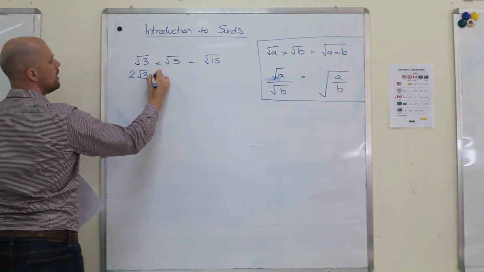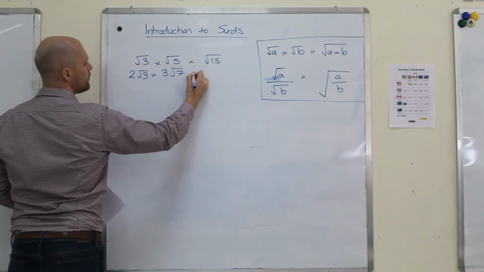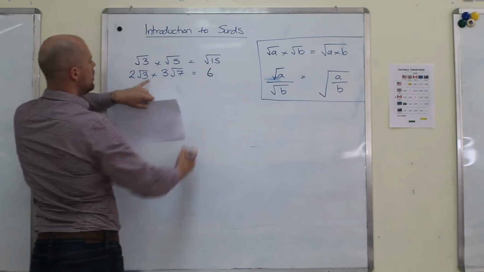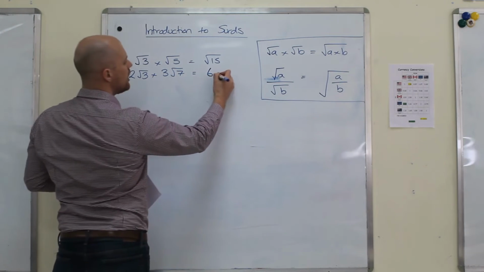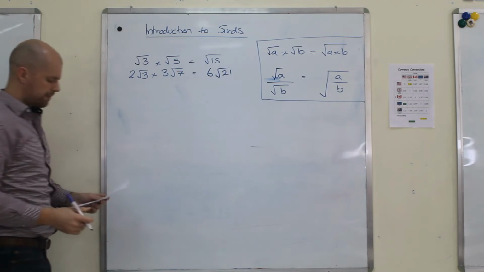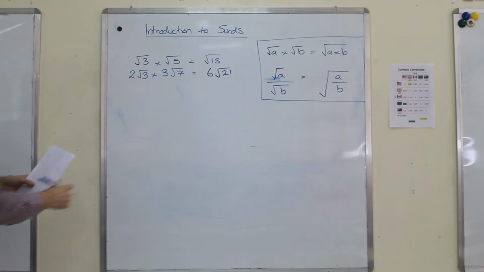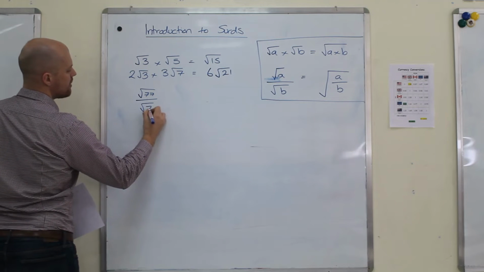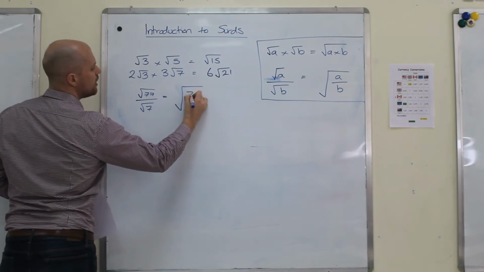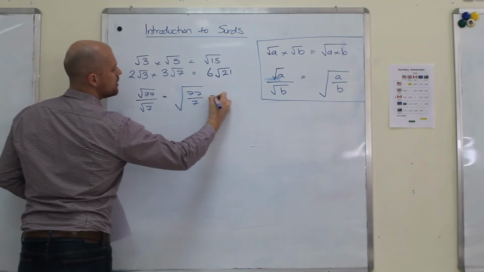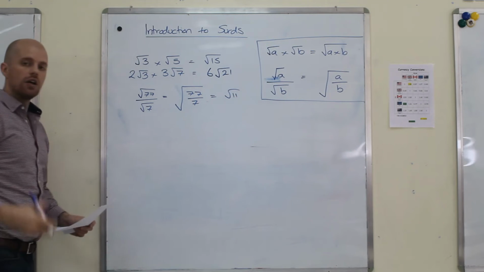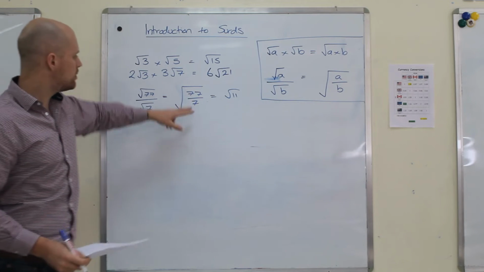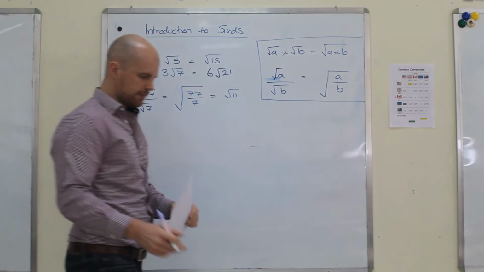2 root 3 times 3 root 7. Let's do the numbers first. 2 times 3 is 6. Root 3 times root 7 is root 21. And division, root 77 divided by root 7 would be like this to give me root 11. Once again, you can bring the numbers inside the square root and then do the division and simplify down.